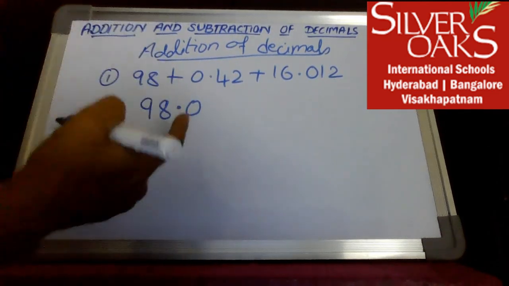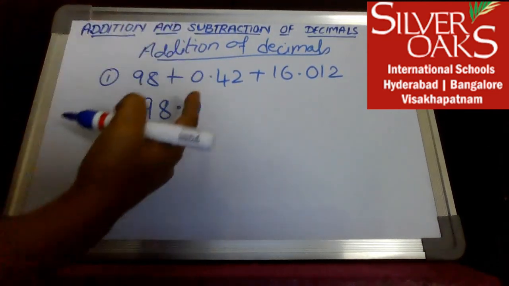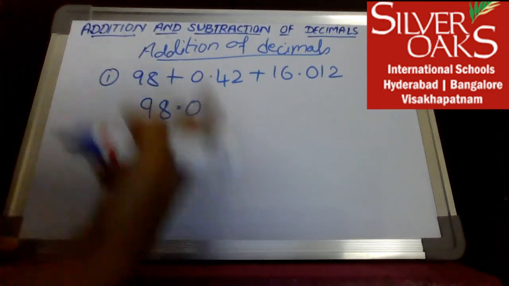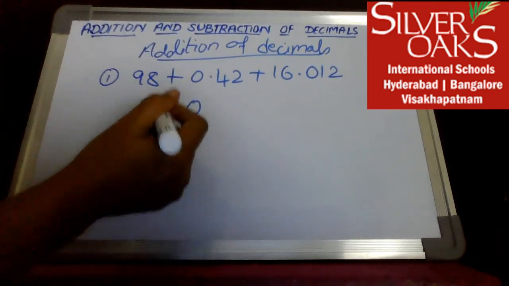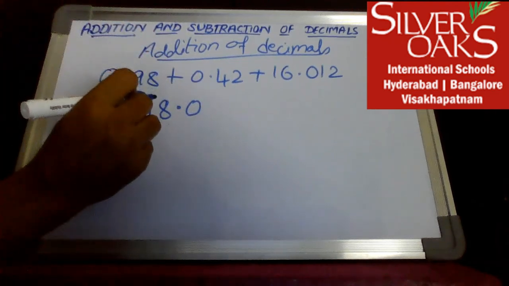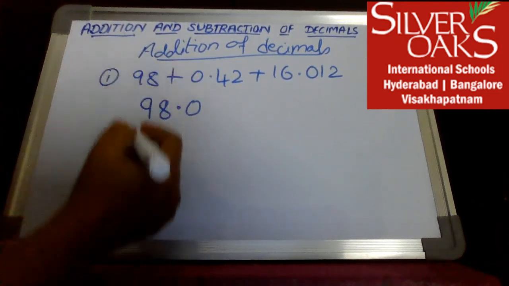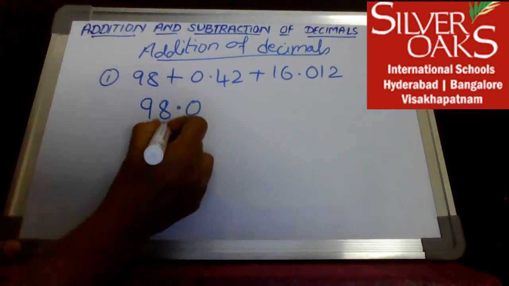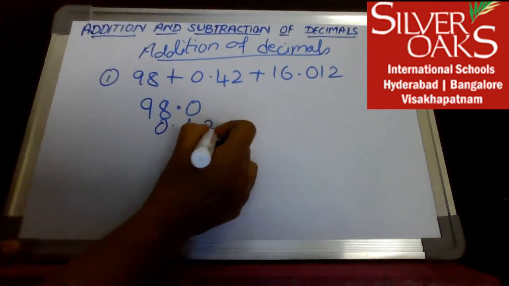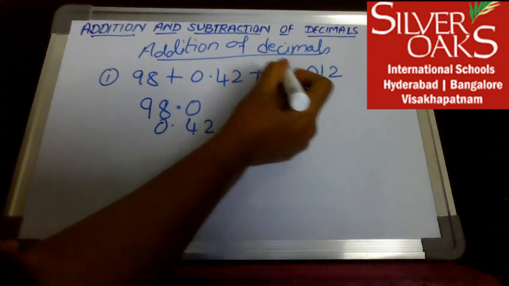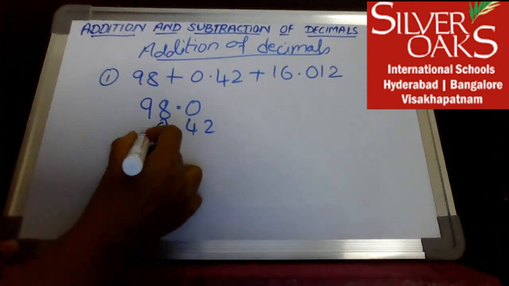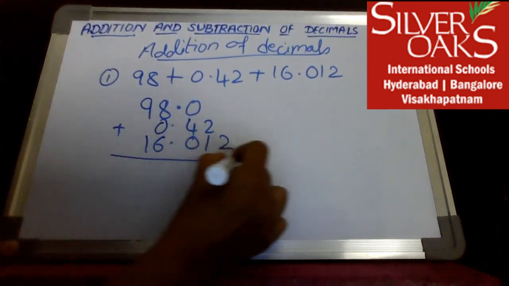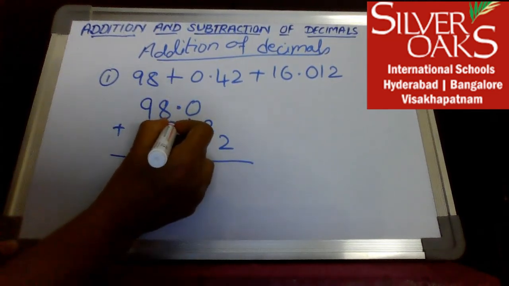So there are two rules before you add. The first rule is that you need to line up the decimals. And the second rule is that you have to convert the unlike decimals to like decimals. So let's follow the first rule. I am placing 0 below 8 because it's in ones place. So 0.42. Then 6 is in ones place, so I'll place it here. 16.012. So I have lined up the decimals here.